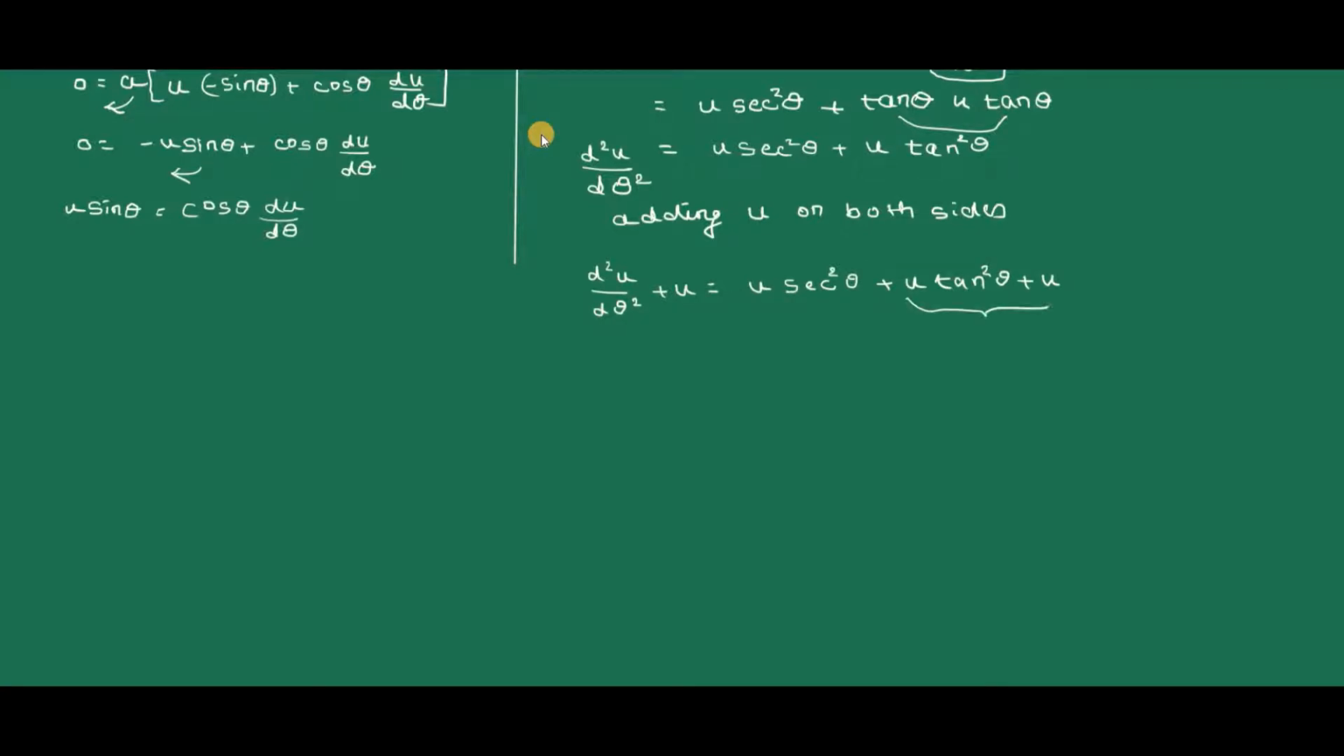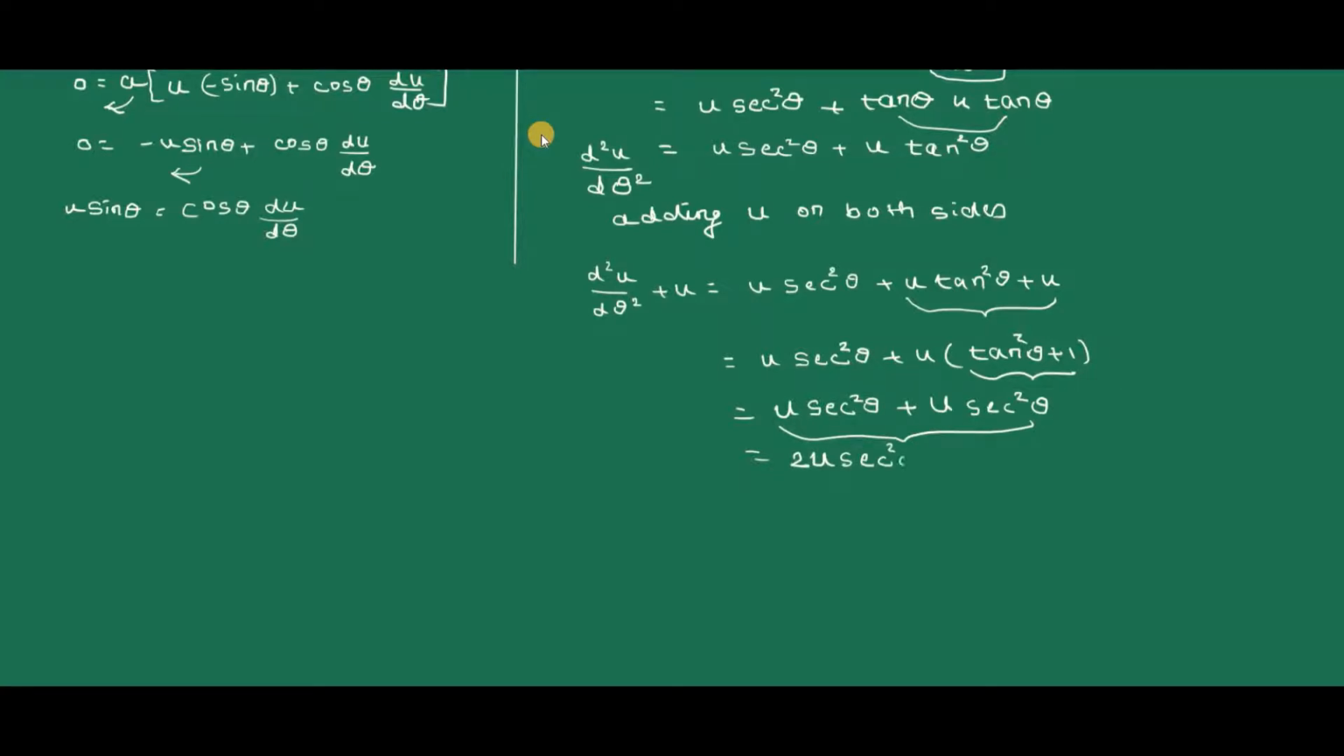From these two terms you can take u common. So this is equal to u into sec square theta plus, if we take u common, we are left with tan square theta plus 1. This is equal to u into sec square theta plus u into tan square theta plus 1, which is also equal to sec square theta. So total, if you add these two terms, we get 2 times u sec square theta.